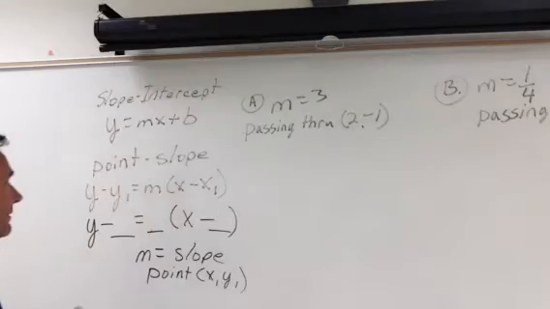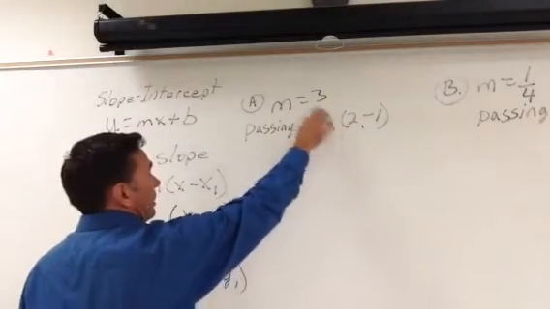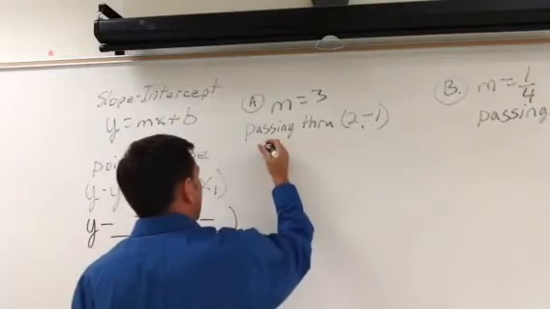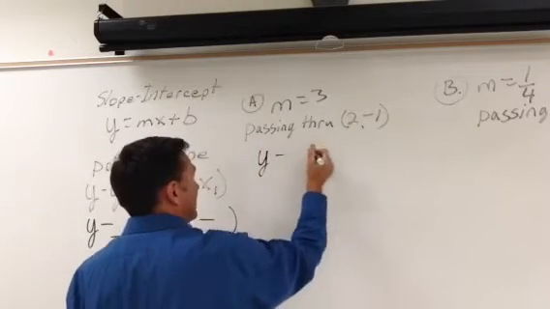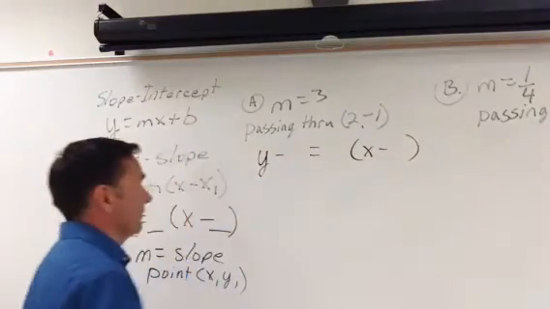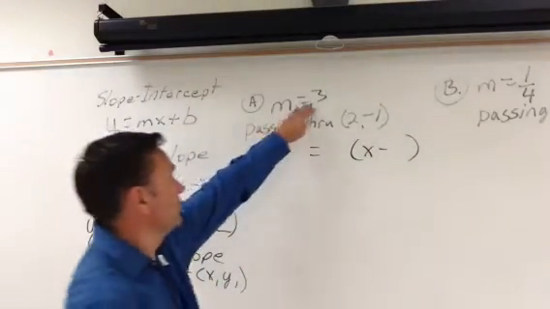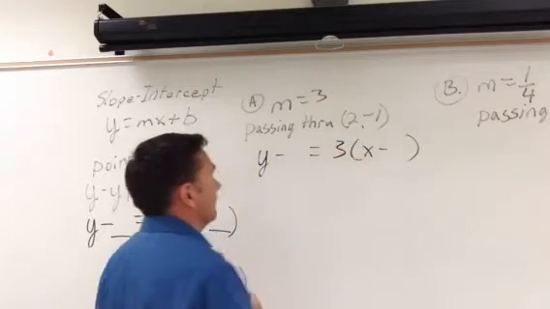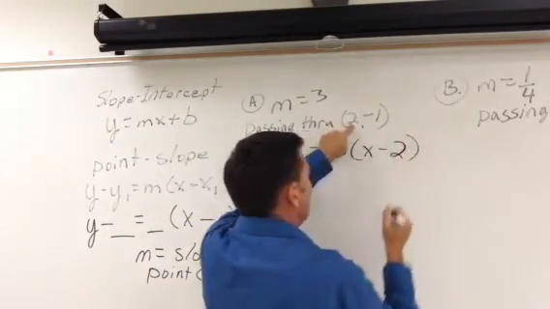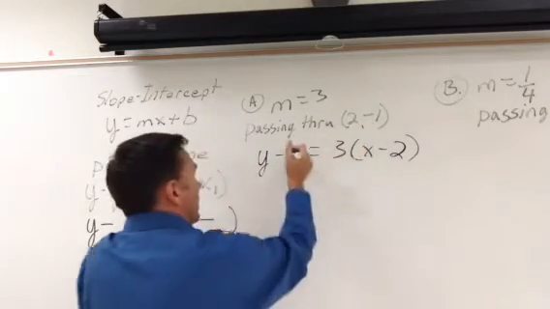So I'm looking at this. I have a point and a slope. I'm going to use the point-slope formula. I'm going to set this up. Again, it's y minus something, in parentheses, x minus something. We know that the slope is 3. Put that in here. We know that the x value, x1, is 2, and the negative 1 comes here for the y value.